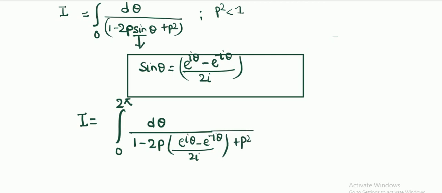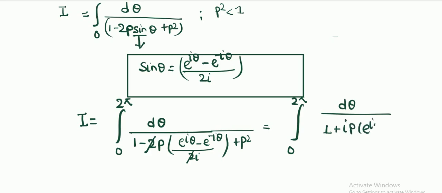Now this 2 and this 2 cancel out, so you can write this expression further as the integral from 0 to 2 pi of d theta by 1. If you rationalize with i and i, it will be plus i times p into e to the power i theta minus e to the power minus i theta, plus p square. You will get this expression.